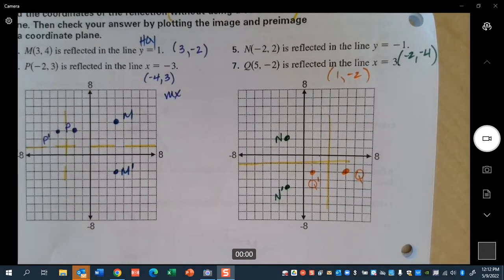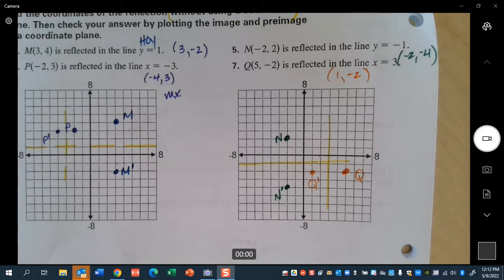Okay, let's take a look at N. -2, 2 is reflected in the horizontal line. It's a HOY. So when I look at my y coordinate, I'm 3 away, which means my pre-image is 3 above, my image is 3 below. My x coordinates stay the same. I'm going to talk about Q. It's reflected in this vertical line. X is equal to 3.